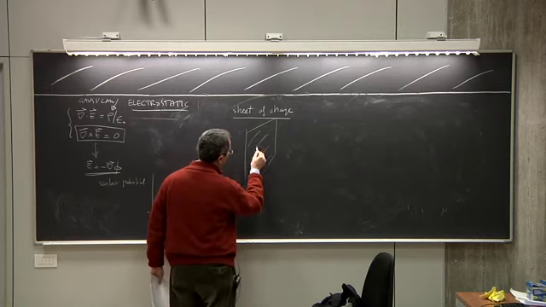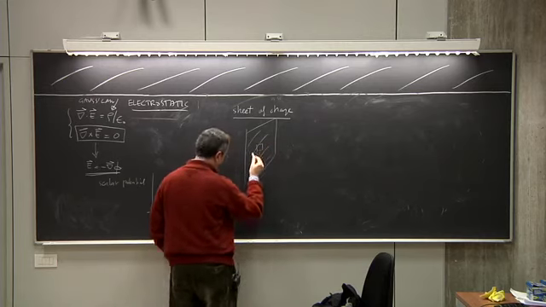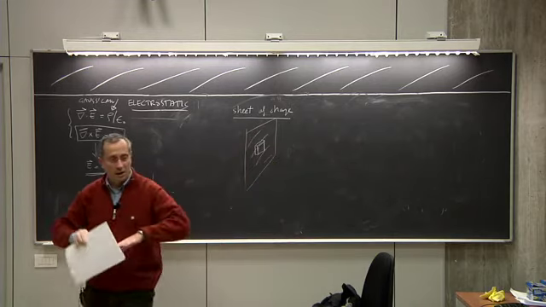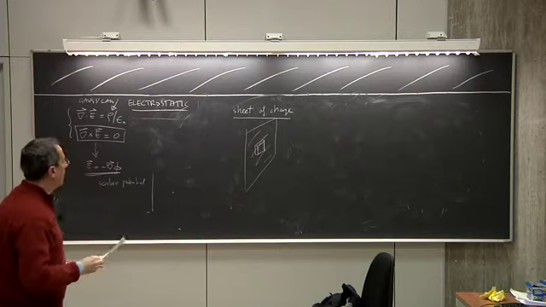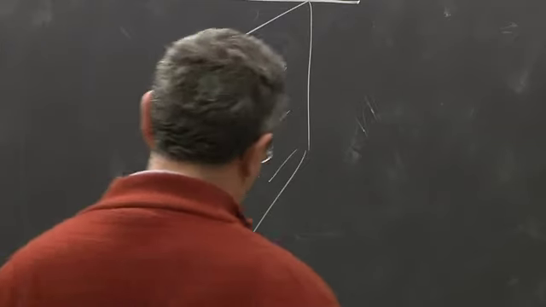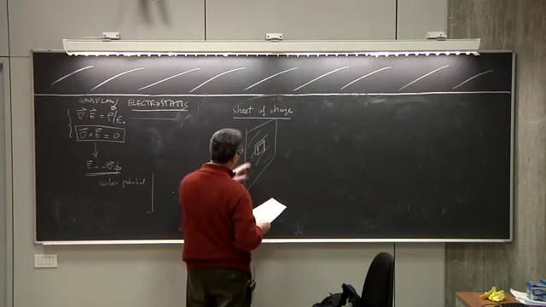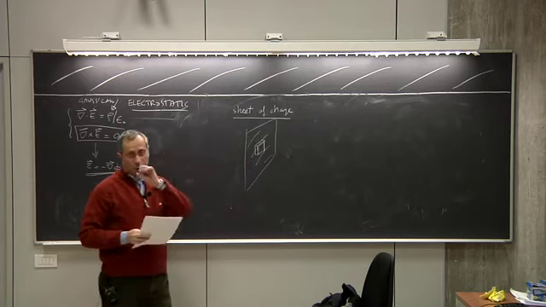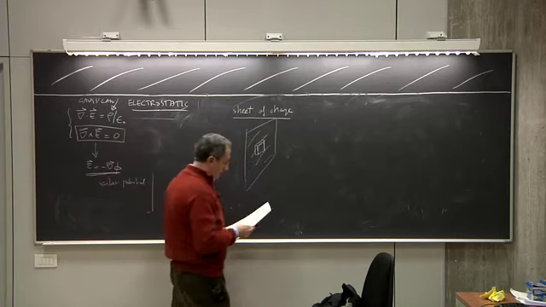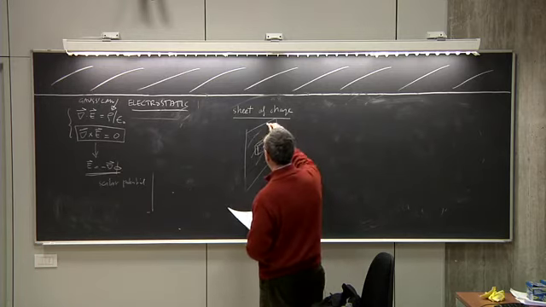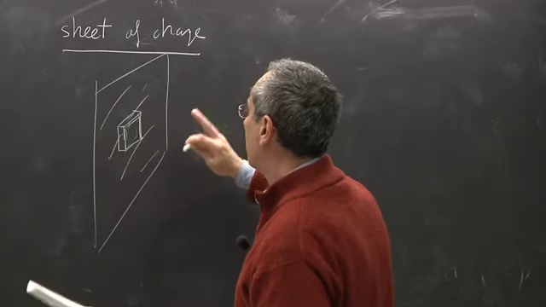Again, I do the same trick. I use a small volume like this; you take a unit volume and you integrate. So this is your Gaussian surface over which you do your integral. And again, this integral is equal to the total charge inside the surface. Now again, this is a uniformly charged sheet.